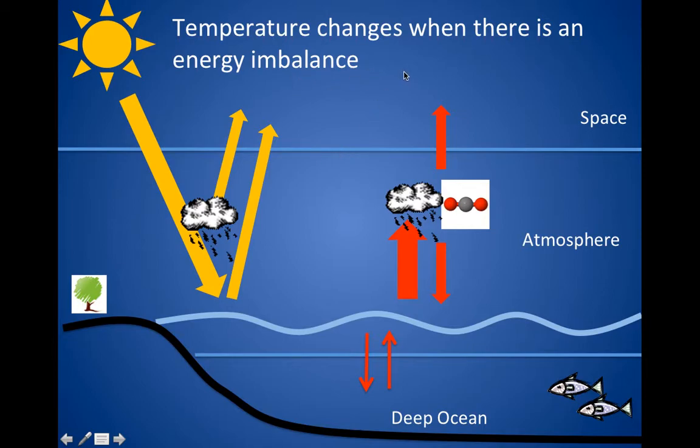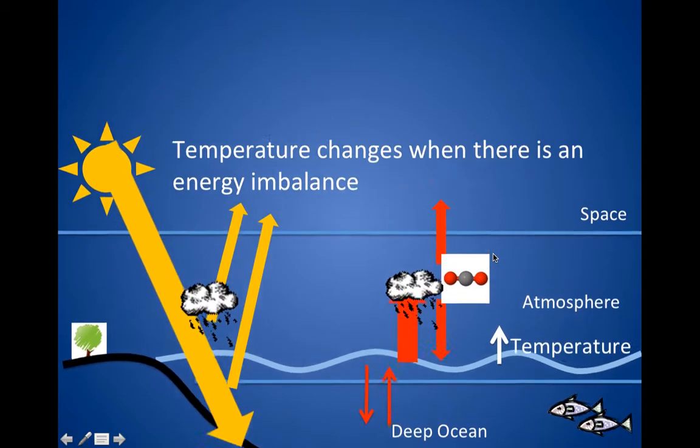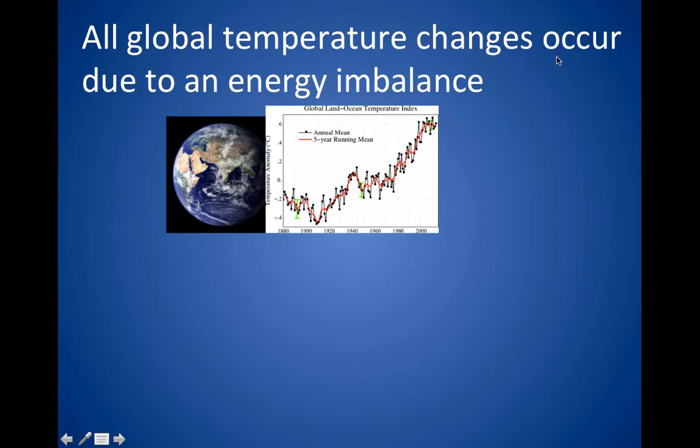But to give you an example of an energy imbalance, let's say we were to turn up the sun or make it brighter so that it's emitting more light towards the surface of the planet. So we may have an intuitive understanding that if the sun got brighter, it would get warmer. But let's think about why that actually is. The reason why is that if you increase the brightness of the sun, you have more energy coming into the atmosphere than is leaving, and that should cause the temperature to increase. So all global temperature changes occur due to an energy imbalance. So that's the first point.